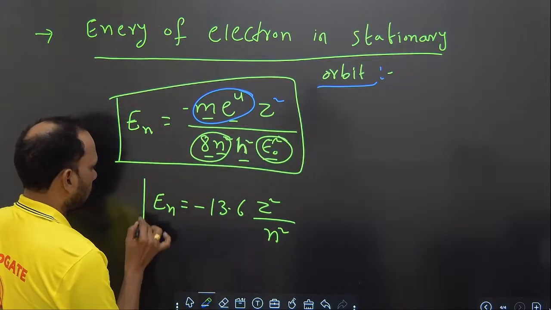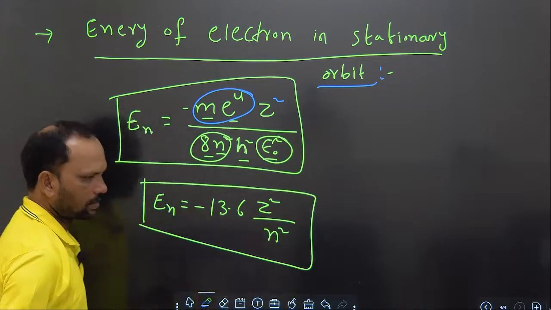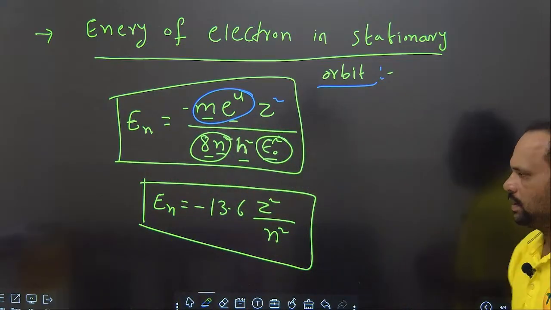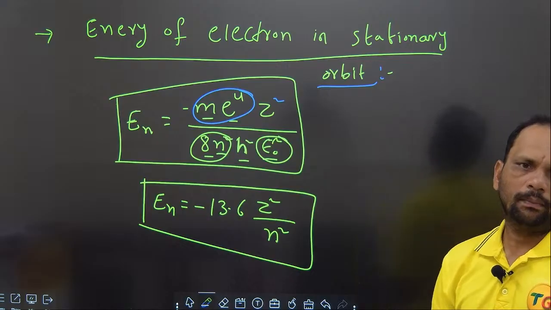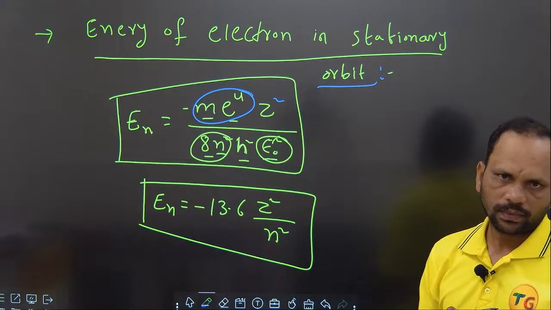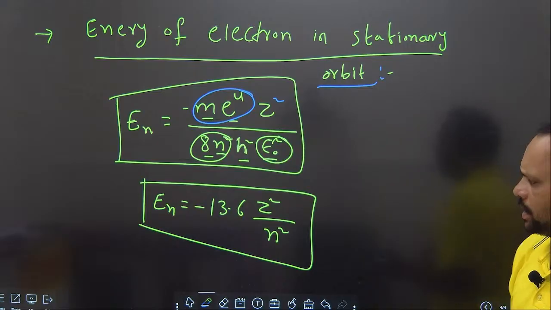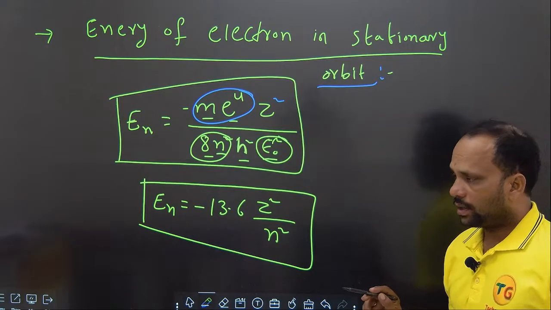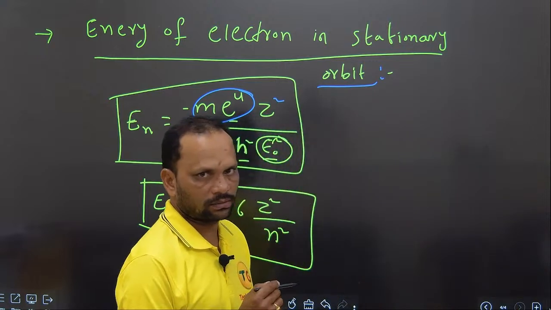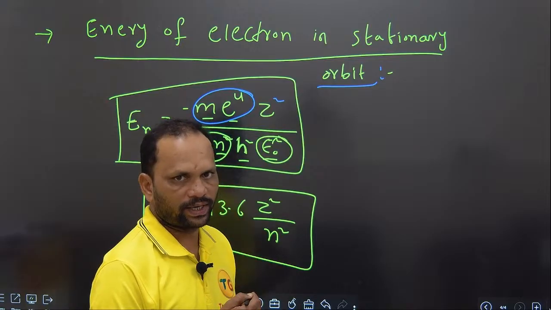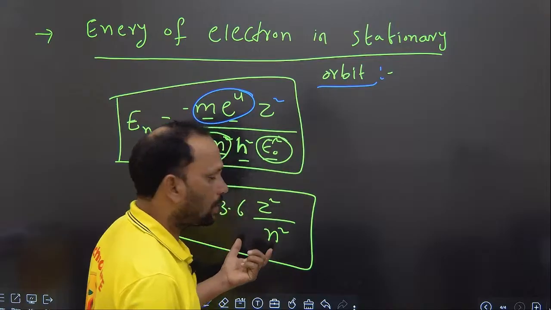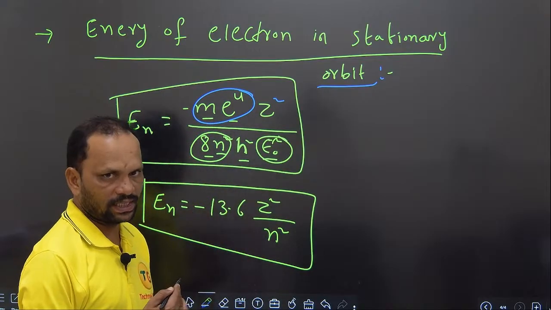So this is the formula. This is the energy of the electron in a circular orbit. En is equal to, what is the formula of energy of electron? Minus 13.6 into Z square by N square, right? Now, what is the exact value of the energy of electron in the first orbit of the hydrogen atom, the second orbit of the hydrogen atom? So how will these energies vary?